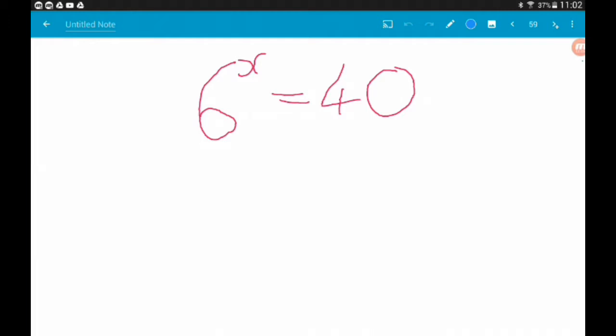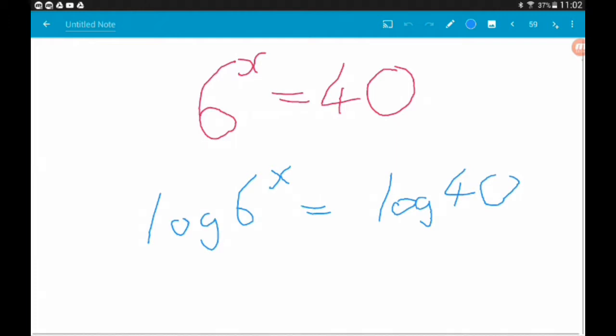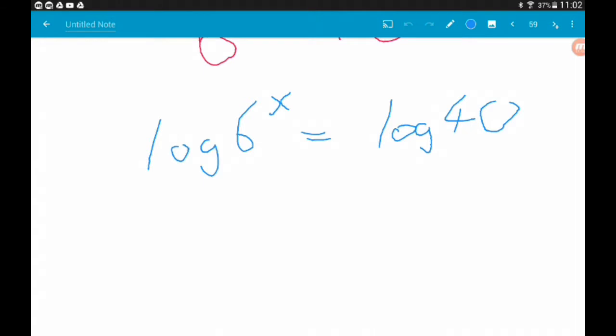Okay, so if we take the log then on both sides, we get log of 6 to the power x is equal to log of 40. Now, on the left, using the laws of logarithms, we know that log of 6 to the power x is the same as x log 6. So that is equal to log 40.